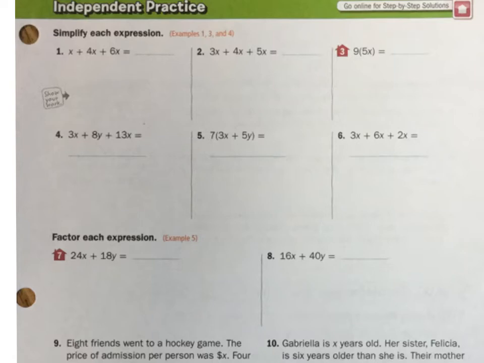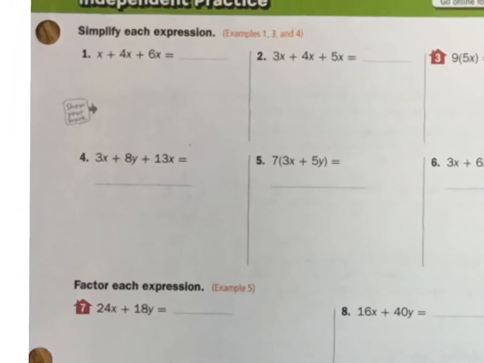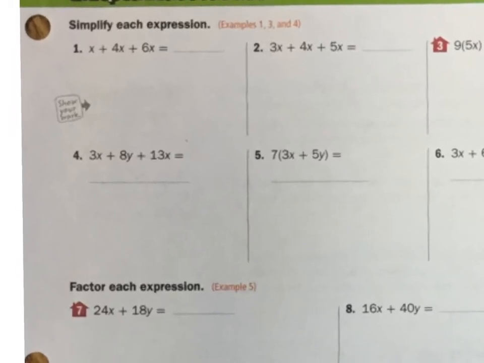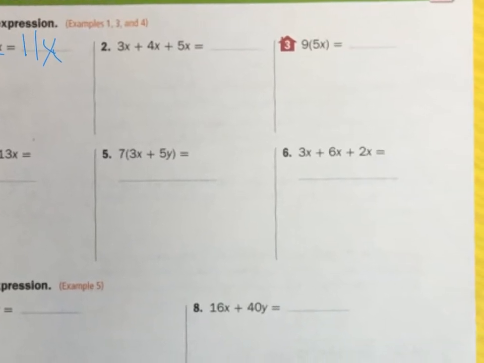So let's look at number one. It is x plus 4x plus 6x. Now I see that we have like terms. All of those are like terms. And because they're all like terms and we're adding them, I'll just add them all together. X, which is 1x. So 1x plus 4x plus 6x is going to give me 11x. And that's all you have to do to simplify that expression. And this is an x, not a y. Got to be careful.